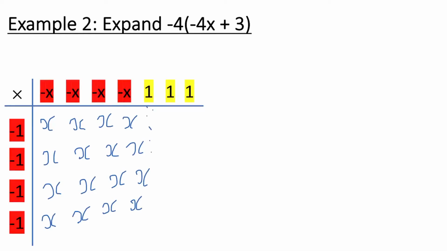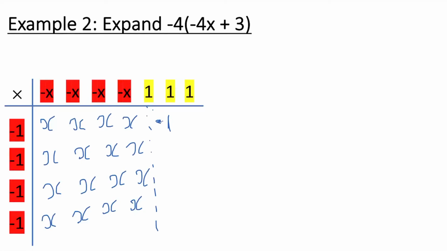So I'm just going to partition that very quickly, just so it's a little bit neater. Now moving on, we have -1 times 1. We are multiplying a negative number and a positive number, which will give us a negative number. So we will have an answer of -1. And we will have the same for the remaining spaces as well.